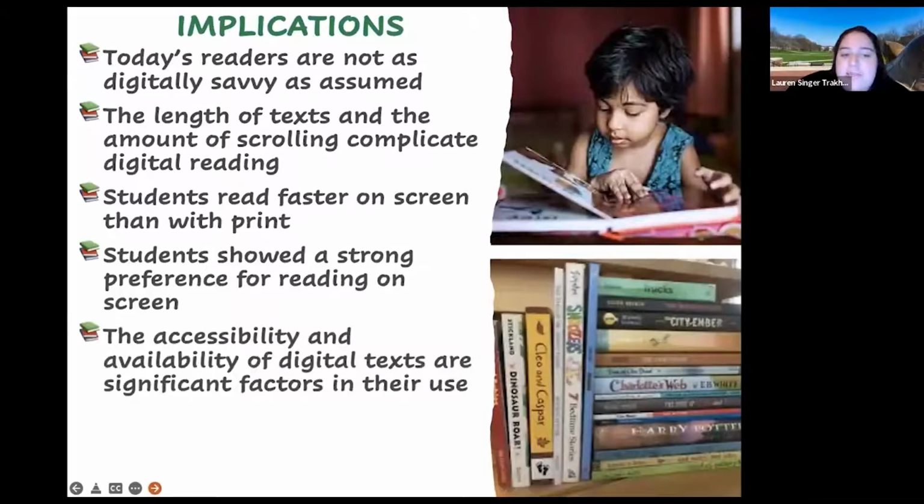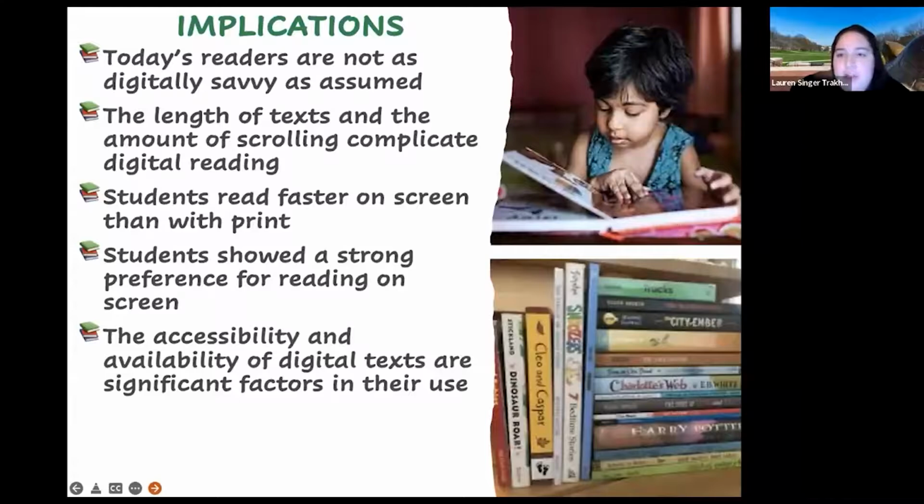Next is that the accessibility and availability of digital text are significant factors in their use. So when we would ask students, why do you prefer digital? A lot of the reasons they would talk about were because of how easy it is. And again, I'm sure all of us can relate to that too. It's so nice to be able to grab a book or look up something on our phone.